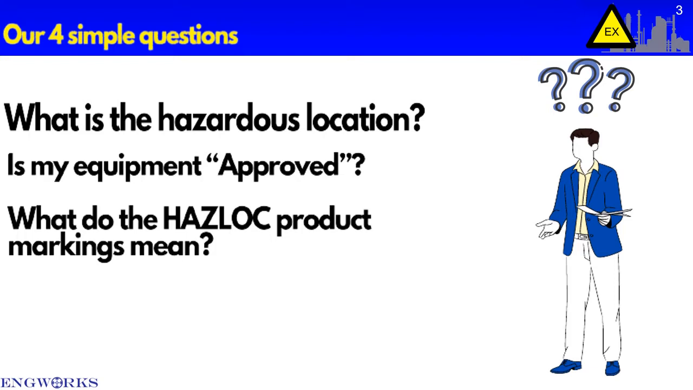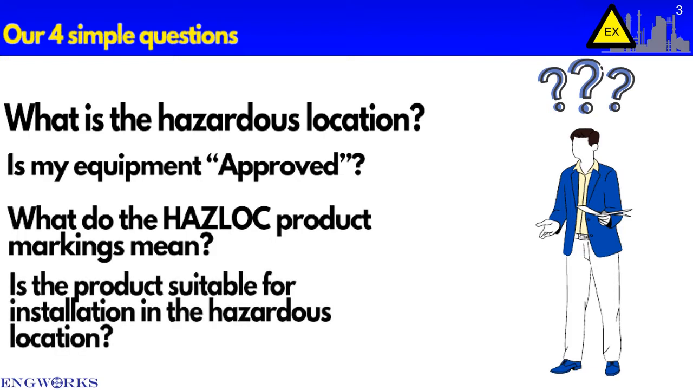Electrical products may be marked with zone markings or division markings, depending on the products used to certify the product. Since you may install both types of products in a hazardous location, it's best to know how to interpret both types of markings. And finally, once we have determined what the product markings mean, we need to determine if the product is safe to install in the intended hazardous location. We do this by referencing the installation rules in the Canadian Electrical Code.